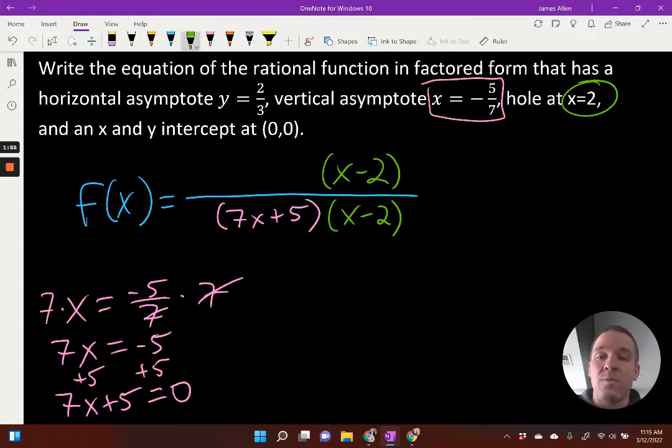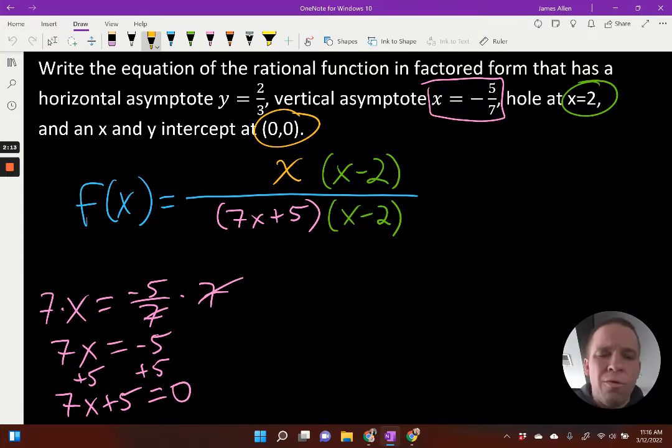And then we have an x and y intercept at (0, 0). If there's an x and y intercept at (0, 0), that means I'm going to have an x here that's left over and does not get canceled. Then I would have my numerator equal to 0, x would equal 0. I have (0, 0) as a point on this graph.